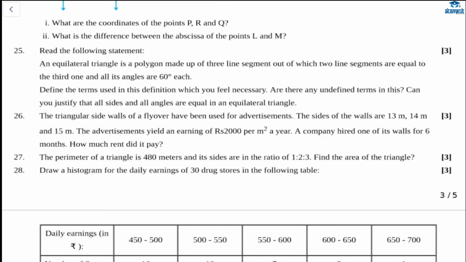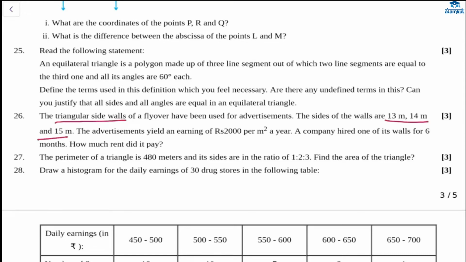Okay, or some companies or any car advertisement or various types of advertisements are there. Now the wall on which the advertisement is put, the measurement of that wall is given as 13 meter, 14 meter, and 15 meter. You can say it is a triangular wall because 3 measurements are given here. It is already mentioned in the question: triangular side wall of 13 meter, 14 meter, and 15 meter.